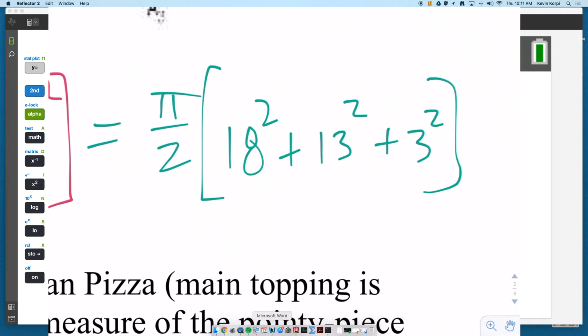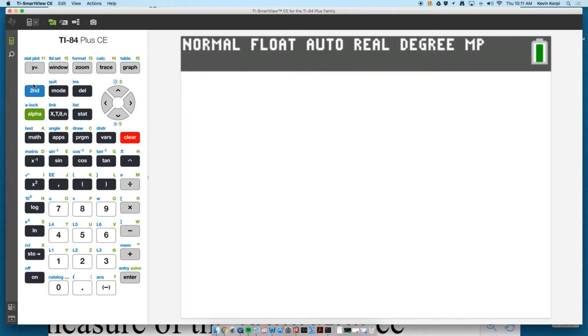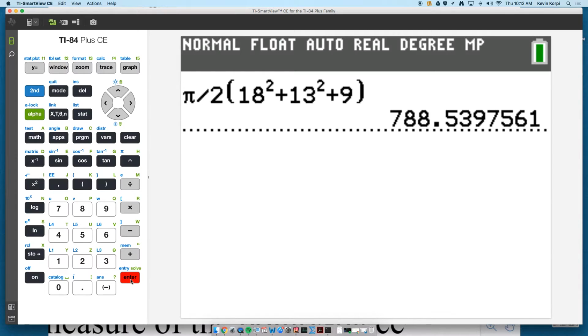All right, let's go ahead and type that in and see what we get. So pi halves, pi divided by 2, times the quantity, 18 squared, plus 13 squared. I think it's 169, but I'm not sure. I'll let the calculator do it for me. Plus 3 squared, I know that's 9. I'll save a keystroke. Yeah, go me. Hit enter, and you get this fantastic number of 788.539 square feet.